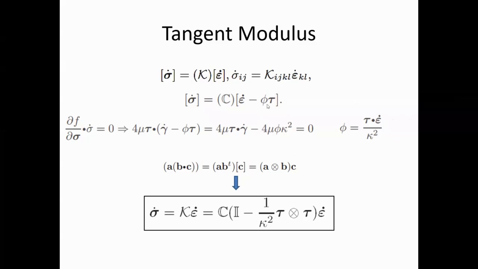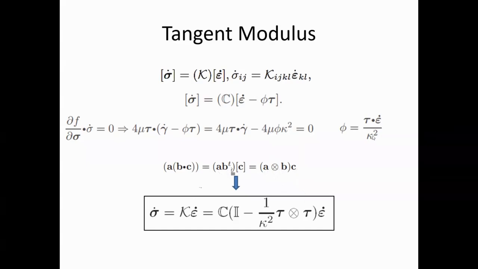Now it's a matter of just substitution over here. So I'll get tau times tau dot epsilon dot by k squared. And that can be written as A dyadic B times C. What is A dyadic B? Any of you know? If you don't know, don't worry about this now. Just take it as A times B transpose.